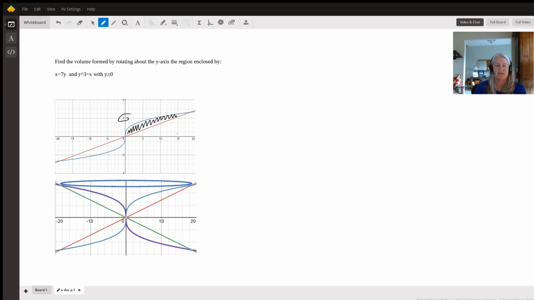So there's two things we need here. We need the points of intersection, so let's go ahead and find those. To find the points of intersection, we can just set the two equations equal to each other. So set x equals 7y and x equals y cubed equal to each other, and just set this equal to 0 and solve for y. So we get two measures where y is greater than or equal to 0, and that's 0 and square root of 7. So this is where y is 0, and this is where y is square root of 7.